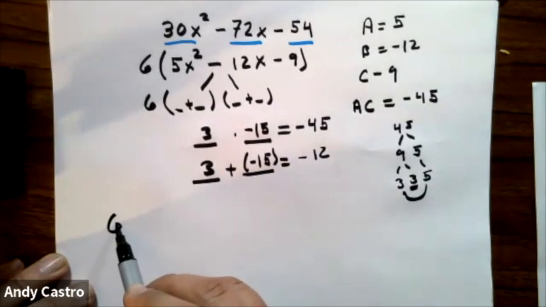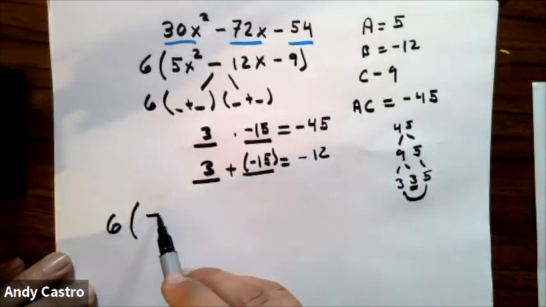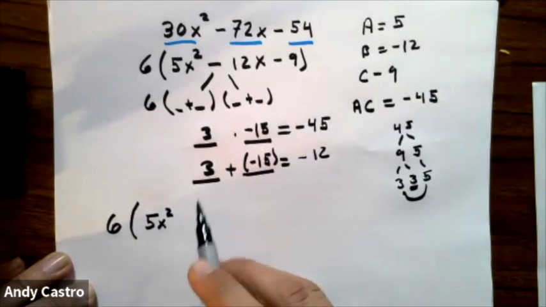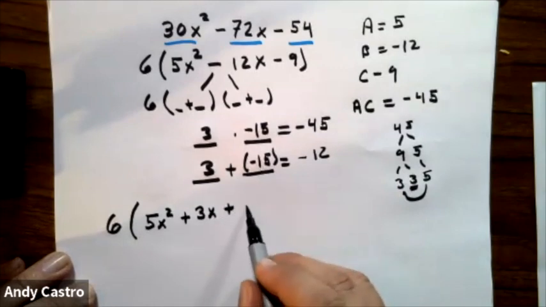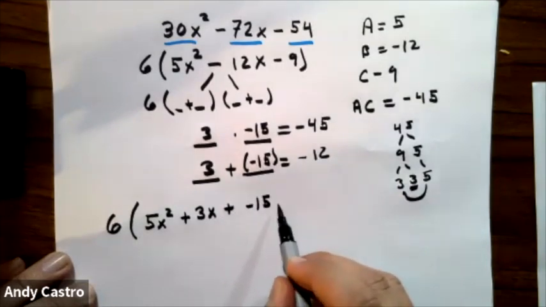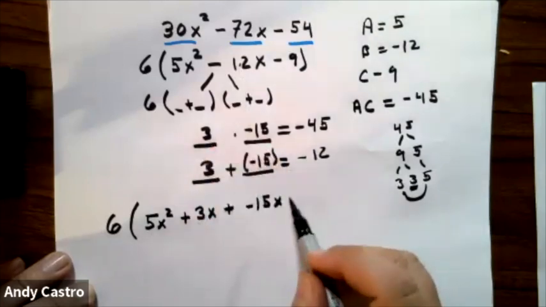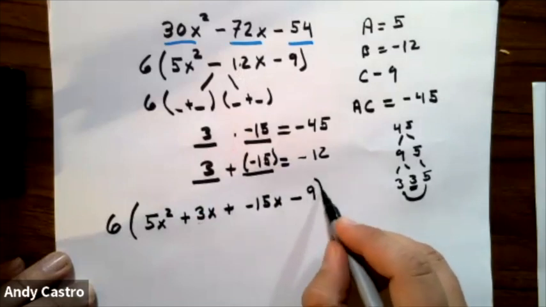So like I said, I'm going to start with the 6. And then inside, I'm going to have 5x squared. And then I'm going to have plus 3x. Then I'm going to have plus negative 15x. These two numbers add to give me my negative 12. And then minus 9.